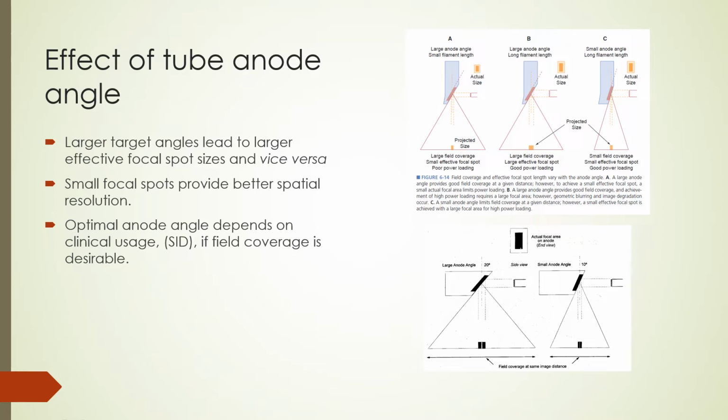There is a trade-off between field coverage and target angle. There is also a trade-off between filament size and effective power loading. A large filament and small tube angle leads to a small effective focal spot and good power loading, but the field coverage is reduced. A large tube angle with a small filament leads to a large field coverage with a small effective focal spot, but power loading is reduced.